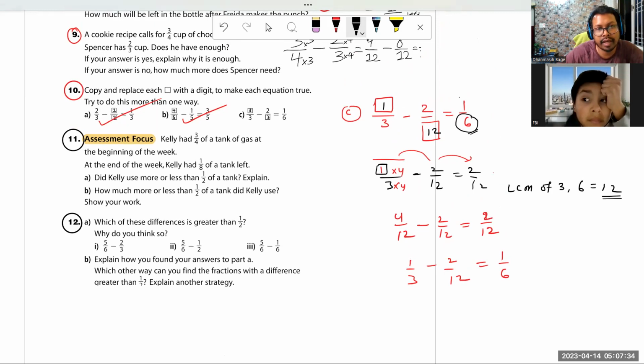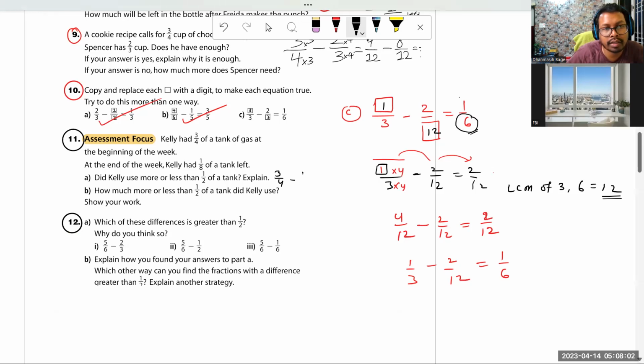Kelly had 3/4 of a tank of gas at the beginning of the week. At the end of the week, Kelly had 1/8 of a tank left. Did Kelly use more or less than 1/2 of the tank? Very simple. What do you have to do? Kelly had 3/4 minus 1/8. How much did she use?